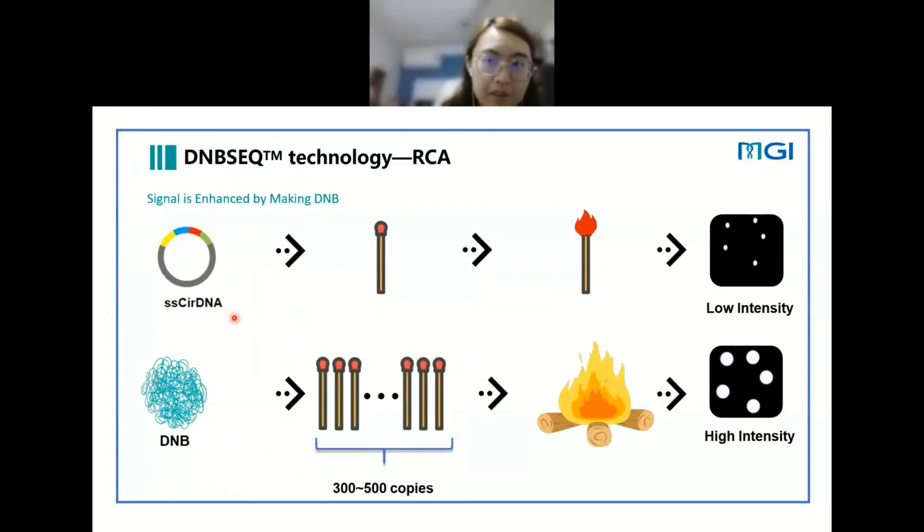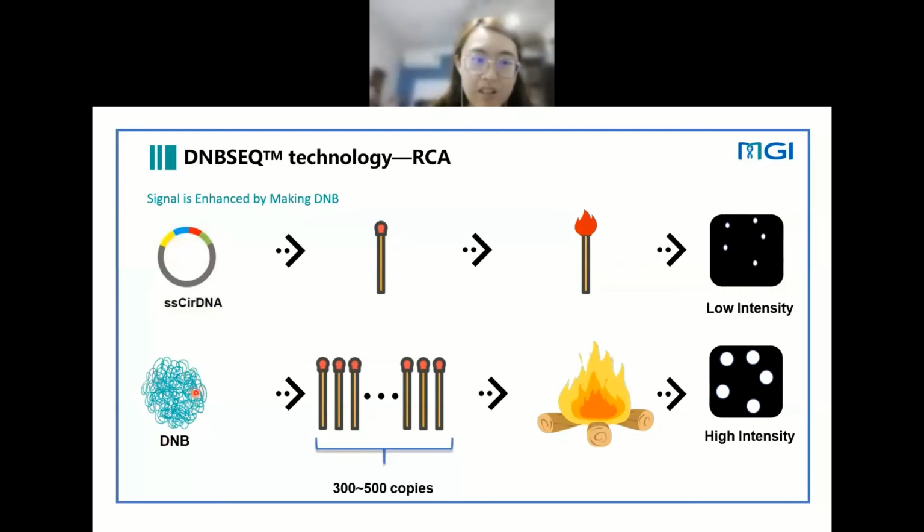Some people may ask, why is making DNB important, or why do we go through the trouble of making a single copy into multiple copies? Well, you can imagine it like this. If you have a single strand of your template or your region of interest, you can imagine it as a single matchstick. If you light up the matchstick, the light produced by a single matchstick is not really bright, even in a dark room.